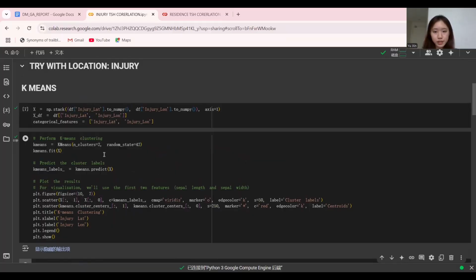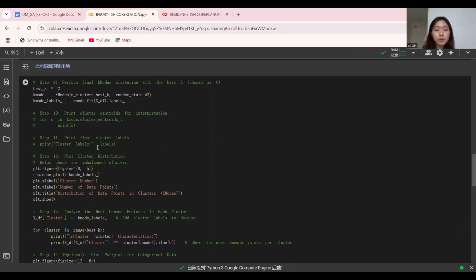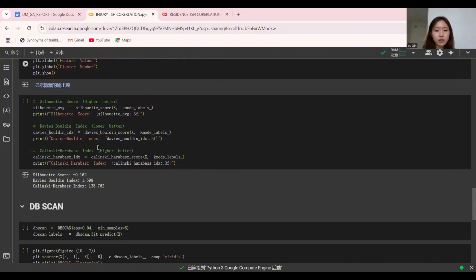For injury location, K-means performed best with the silhouette score of 0.467 and a DBI score of 0.854 and a chi-score of 9952.836, indicating well-separated clusters. K-medoids achieved a silhouette score of negative 0.162 and a DBI score of 1.598 and a chi-score of 135.762. Showing weak clusterability.